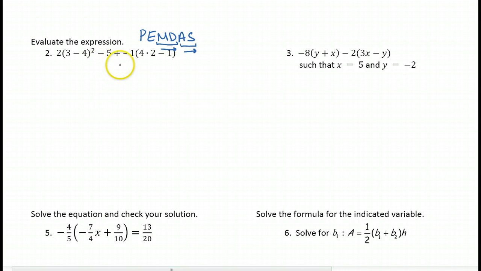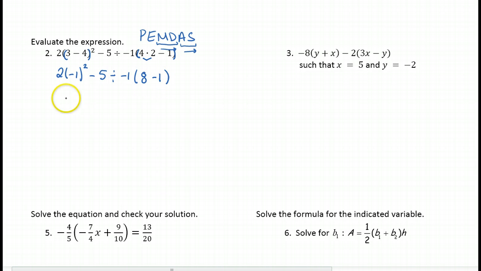So we can look at number 2 and see. First, we have parentheses. So here I have a 3 minus 4 inside parentheses. So I'm going to do that first. I have 2 times 3 minus 4, which is negative 1, squared. I'm going to go minus 5 divided by negative 1. I'm just writing this down. And I have 4 times 2 minus 1. So I need to do that 4 times 2 minus 1 because parentheses comes first. So now do I do 4 times 2 or 2 minus 1? Well, multiplication definitely always comes before subtraction. So I have 8 minus 1.